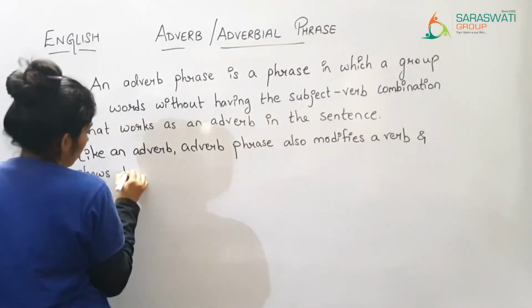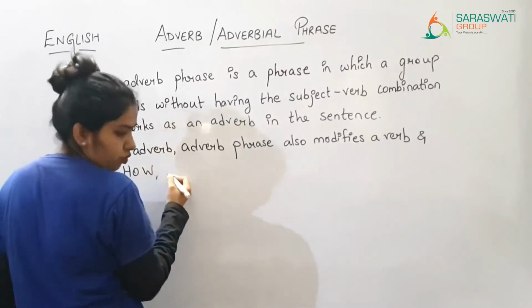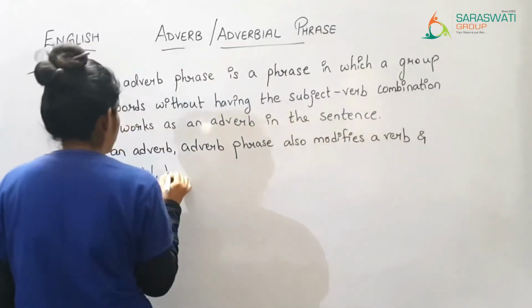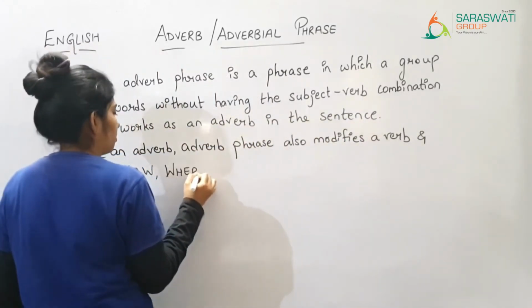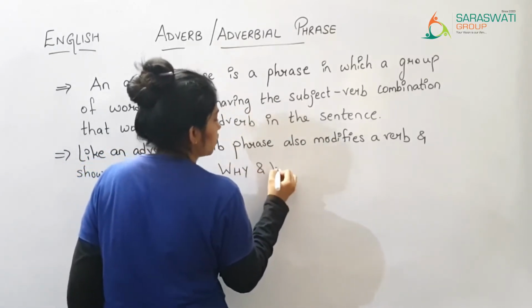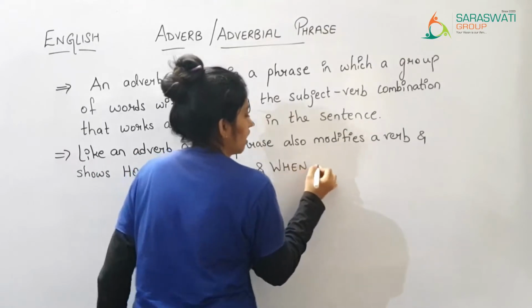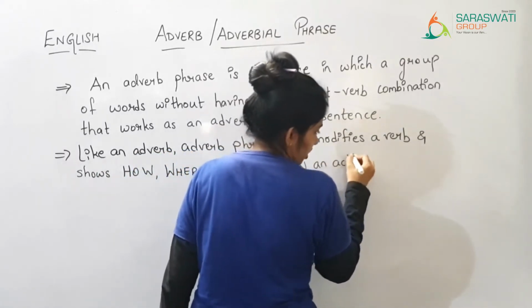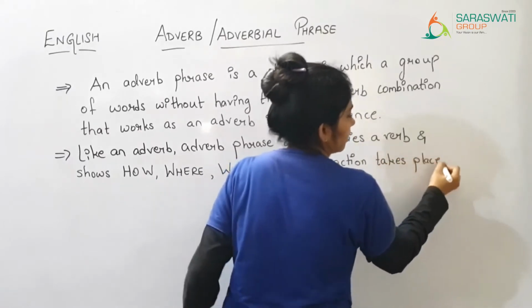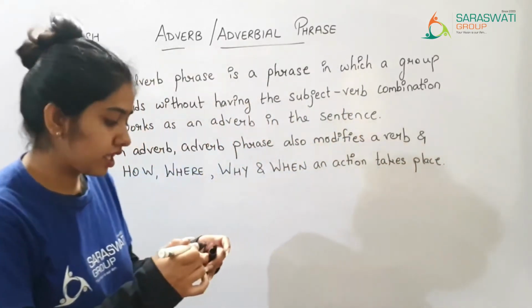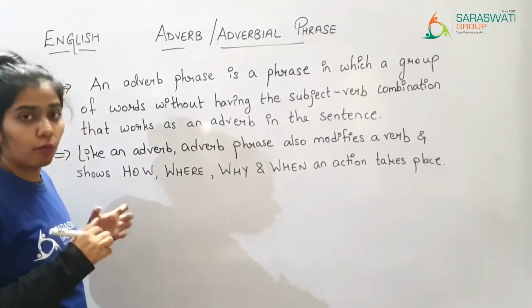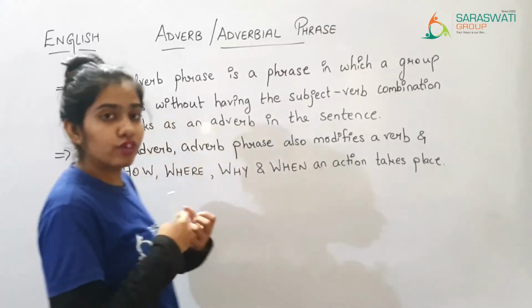Shows how, where, why and when an action takes place. Okay, so over here adverb જે છે એ verb ને modify કરે છે કે એમાં થોડી વસ્તુ એડ કરે છે.